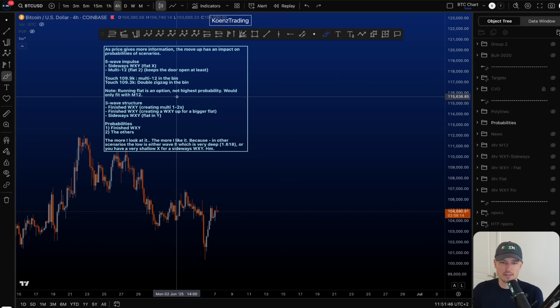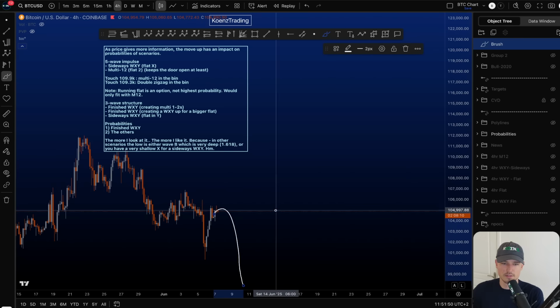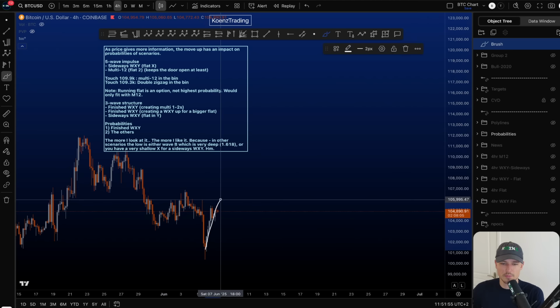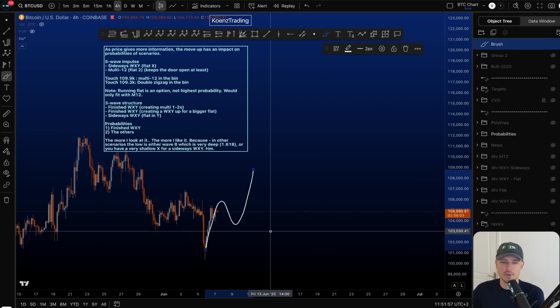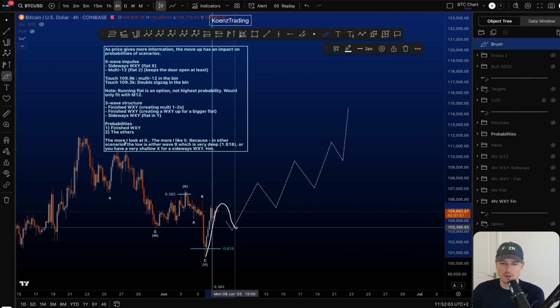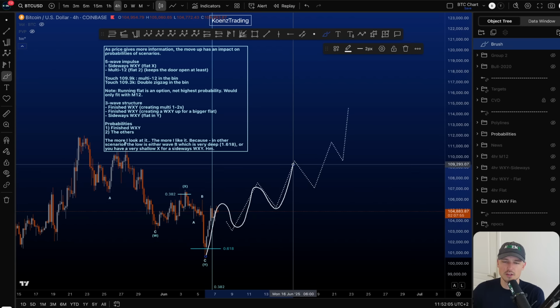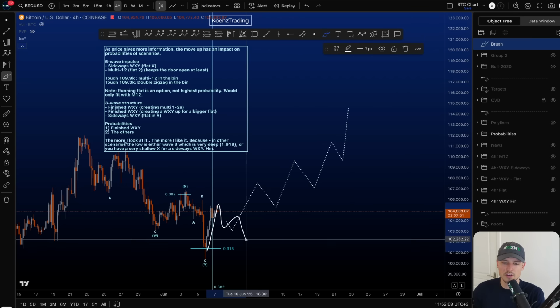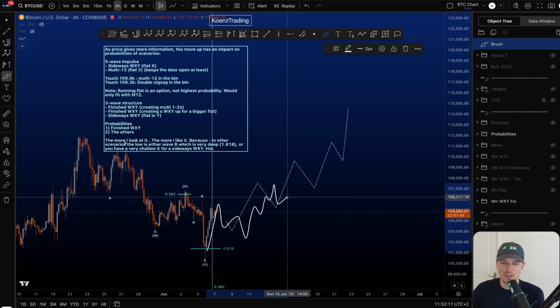Note, running flat is an option, not the highest probability, would only fit with a multi-1-2, meaning this at the moment. If the move towards the upside here is a 3-wave looking structure, then we can look at a finished WXY where you have your 1-2s stacking, right? Because mind you that a multi-1-2 might look a bit 3-wavy. You get a 5, you get a 3. You get a 5, you get a 3.